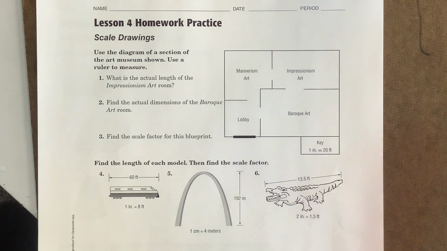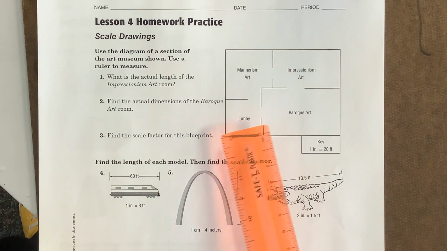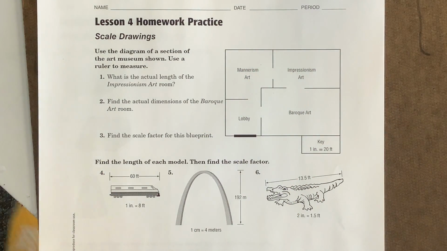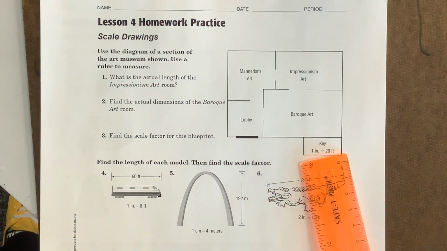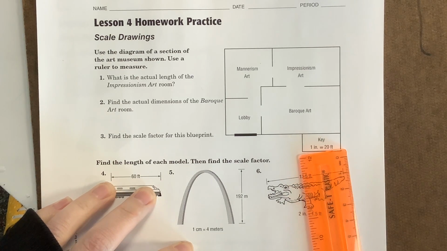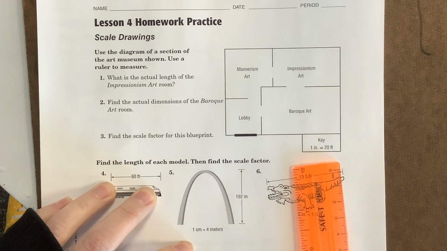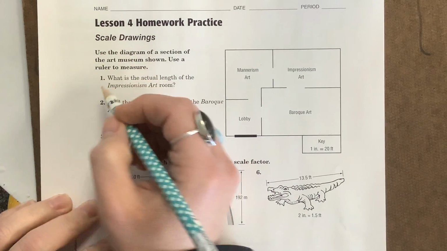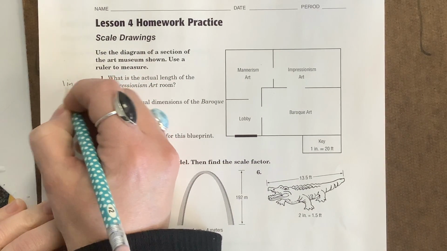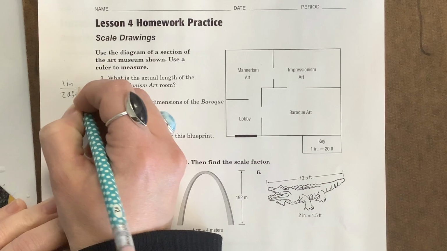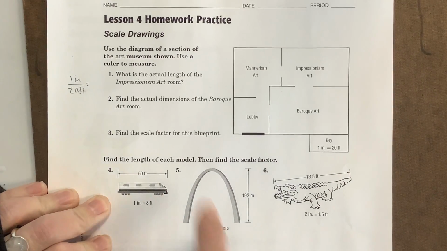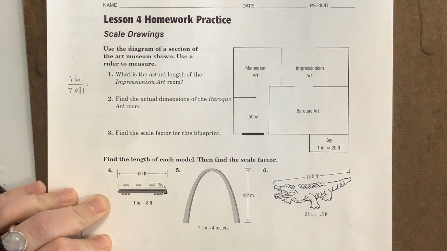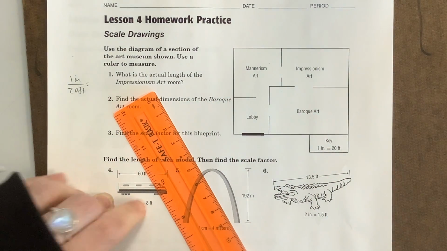Alrighty, so let's just start. Now the ones you'll do on the assignment won't have any measuring because it's hard to do on the computer. But 1 inch equals 20 feet, and that's our scale, and we can use that. So I'm going to do 1 inch to 20 feet, because that's going to be my first fraction in all of these. So what is the actual length of the Impressionism art room?